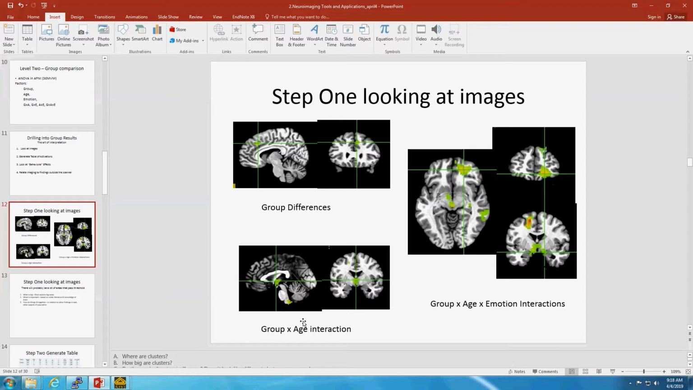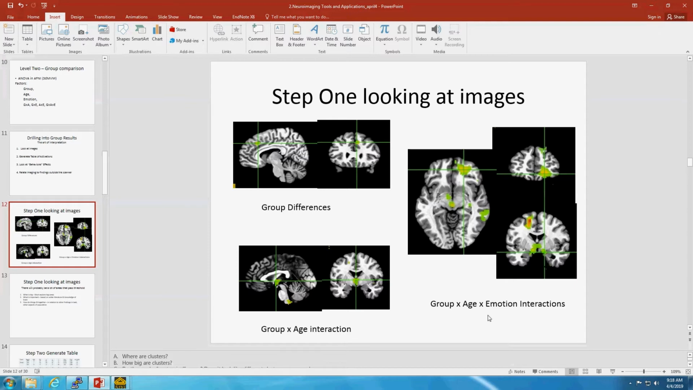And then you get a three-way interaction, where these areas are ones where the group differed by age as a function of emotion. So it's just like other ANOVAs. When you get to these high-level interactions, it gets a little hard to interpret them. But that's what the ANOVA map is.